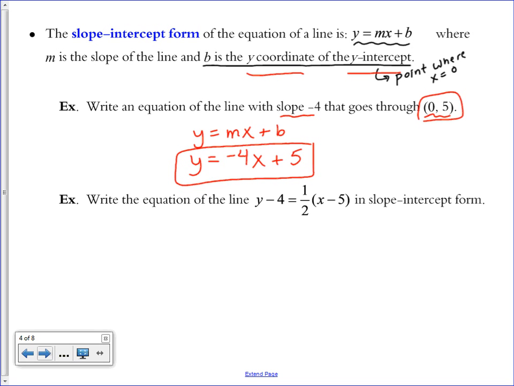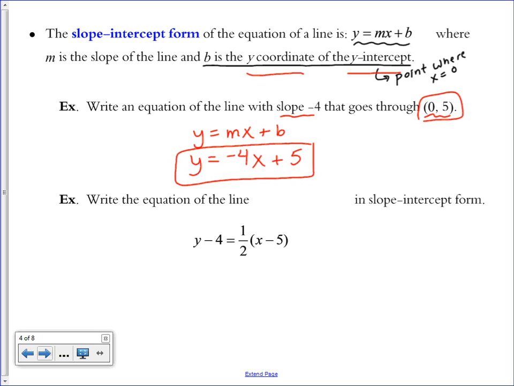More commonly, you'll use point-slope form from the previous slide and turn it into slope-intercept form. So usually you'll be given a point that's not 0, 5, right? You'll be given some other point. And so you'll want to start with point-slope form, which is the first one that we covered. And then if it's asking you to write it in slope-intercept form, it's a simple algebraic process to convert it from point-slope to slope-intercept. So here, the next example, you're given an equation that's in point-slope form.